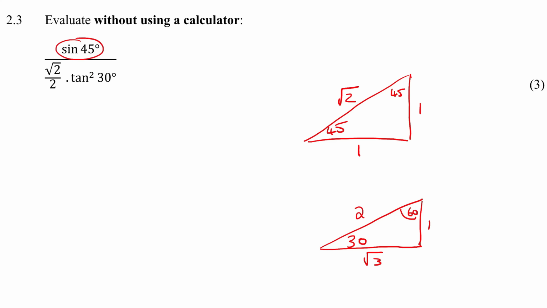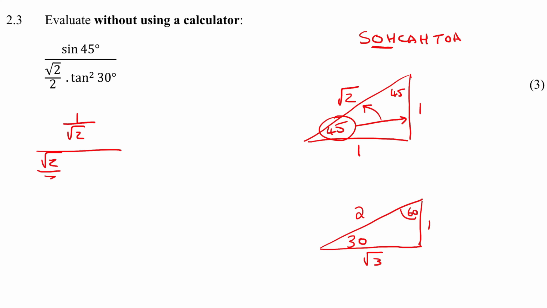So the first question says sin 45. Now SOHCAHTOA tells us that sin is the opposite over the hypotenuse. So sin is opposite, and it's the sin of 45. So you could use this one or this one. It doesn't matter. So I'm going to use this one. So that's the opposite, and that's the hypotenuse. So it's going to be 1 over square root 2. Okay, then I'm not going to do anything with that.